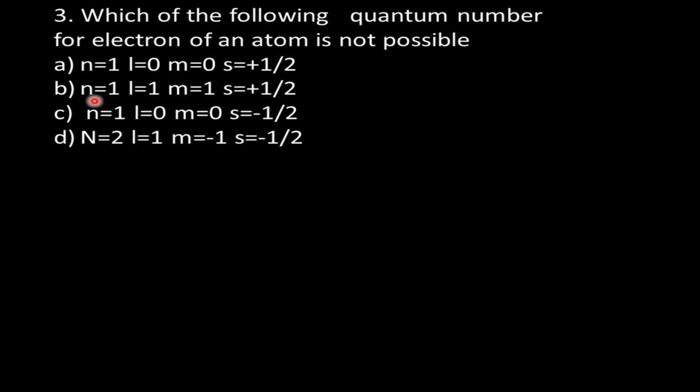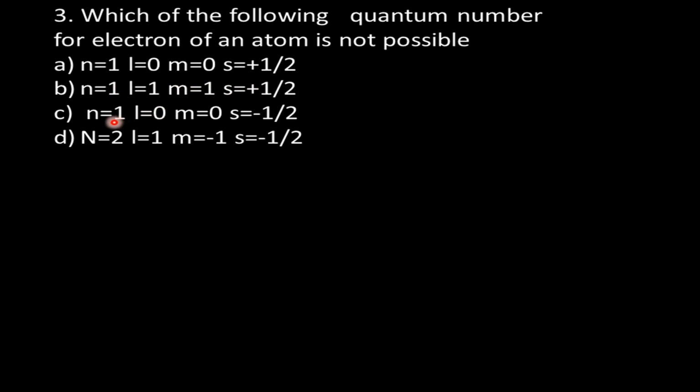Let's see option B. n equals 1, yes, the first energy level, l equals 1. That is the p sublevel. There is no p sublevel in the first energy level. So considering this, option B is wrong. That means option B is not possible.